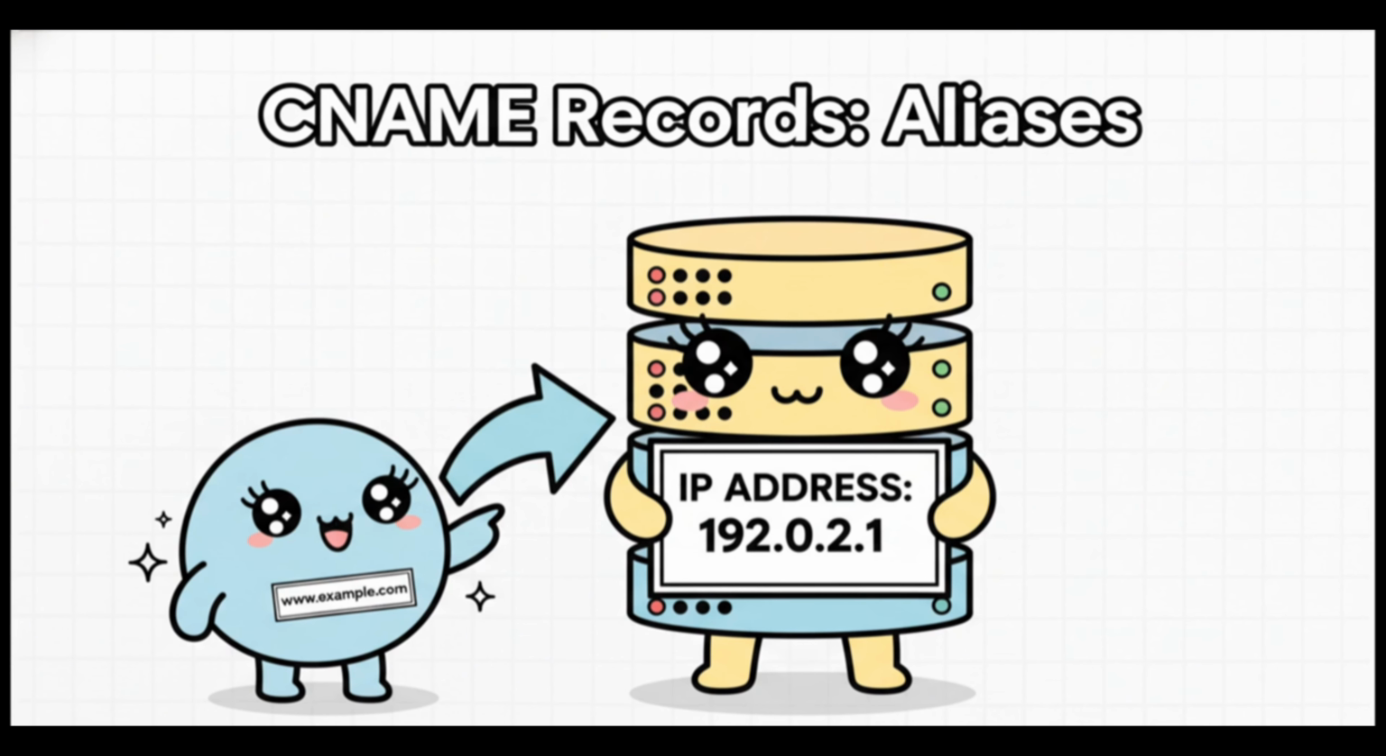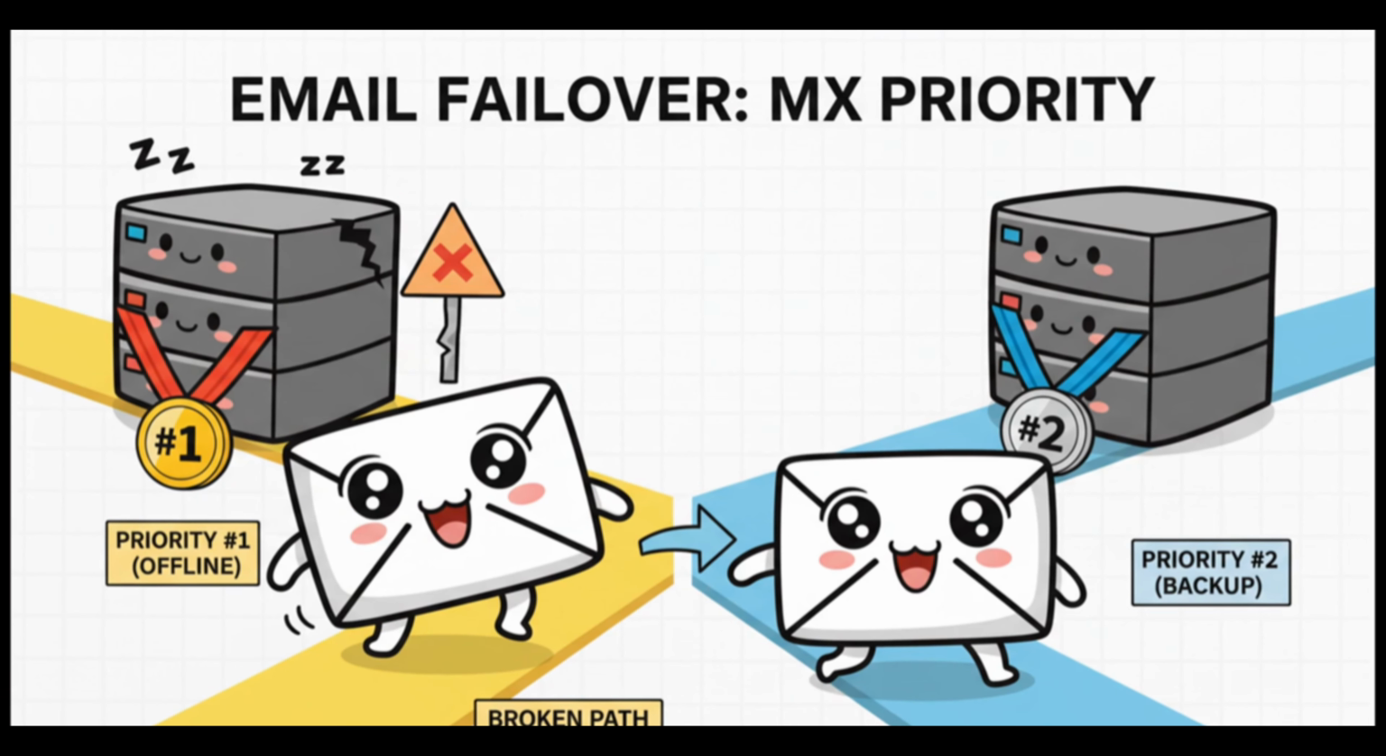That way, if your IP address ever changes, you only have to update it in one spot. Super convenient. And MX records have this really clever built-in feature for reliability. You can actually list multiple mail servers, and each one gets a priority number. An email system will always try to deliver to the server with the lowest number first. If that server happens to be down, it just automatically moves on to the next one in line, your backup. It's a simple but really effective failover system.